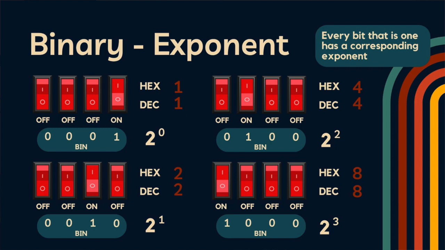If you want to do a conversion between binary and decimal, each of those values that are set can be added up. So for example, if you had 0011, you'd have 2 to the first plus 2 to the 0, or 3.